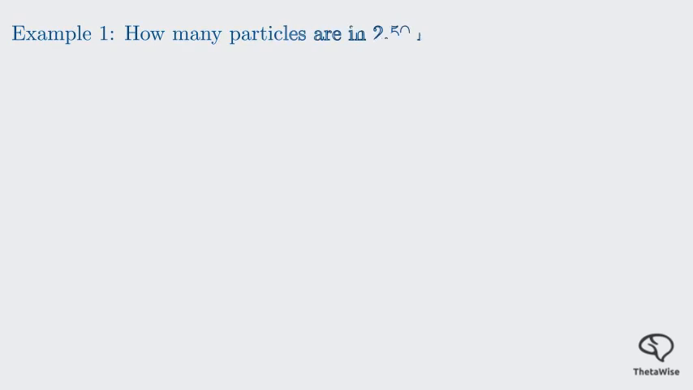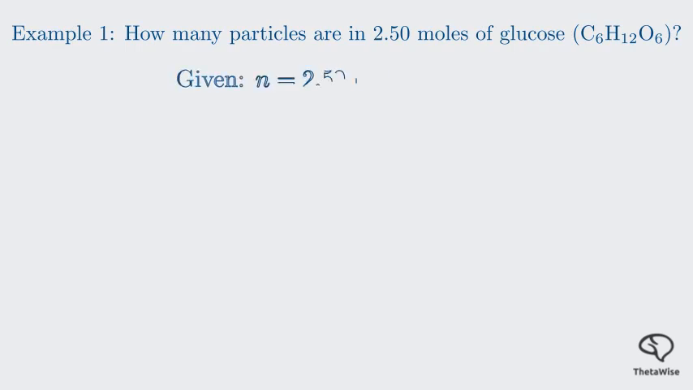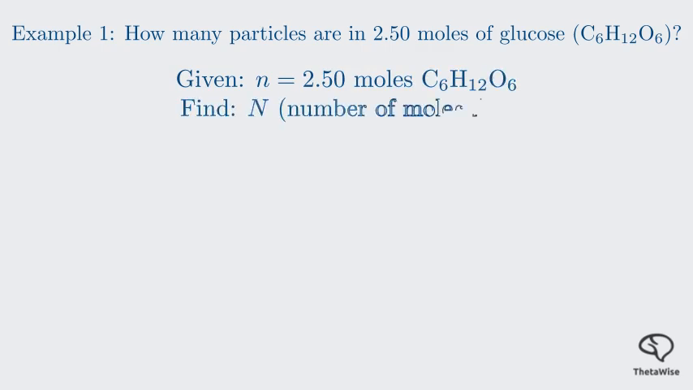Let's try our first worked example to see this in action. Suppose you're asked, how many particles are in 2.50 moles of glucose, C6H12O6? First, identify what you're given. You have 2.50 moles of glucose, and you need to find the number of particles. Remember, the particles here are molecules, since glucose is a molecular compound. We use our formula. Number of particles equals moles times Avogadro's number.